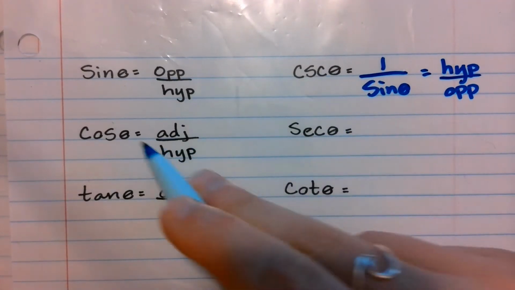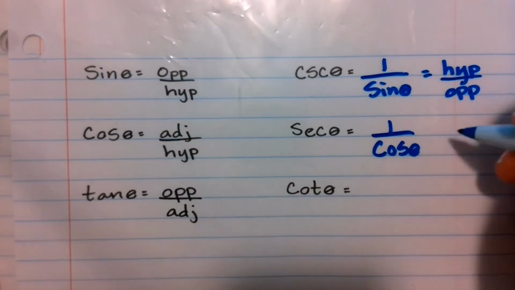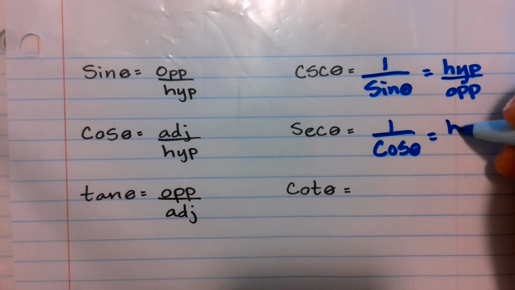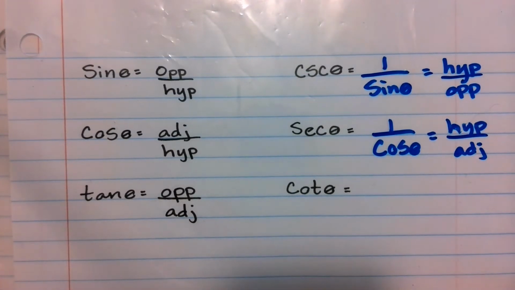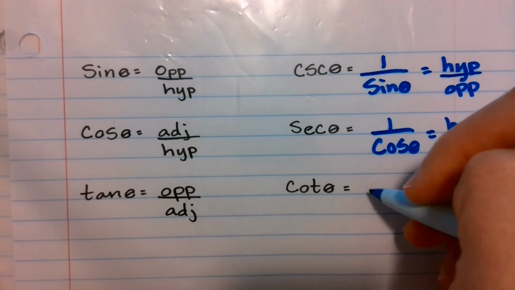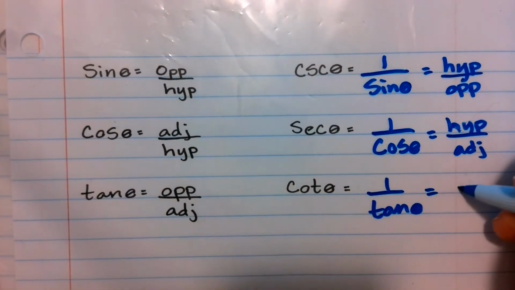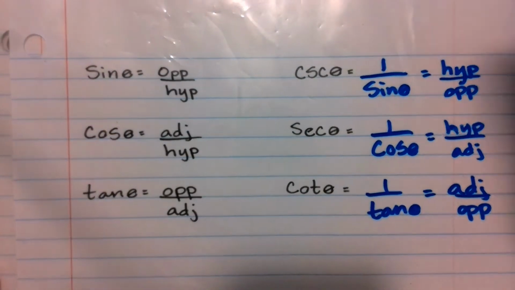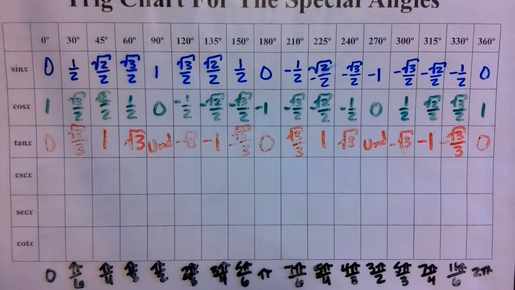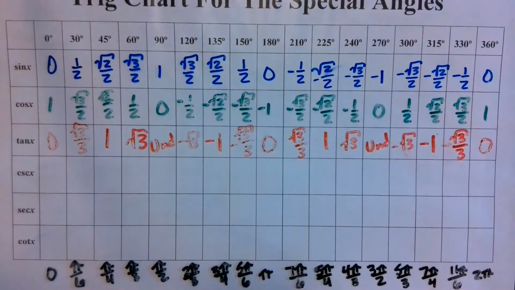For secant, it's going to be the reciprocal of cosine. Or we could call it the hypotenuse over adjacent. And then our last one, cotangent, is the reciprocal of tangent. Or we could call it adjacent over opposite. Going back to our trig chart from last week, we are going to fill in the cosecant, secant, and cotangent for each of these angles.